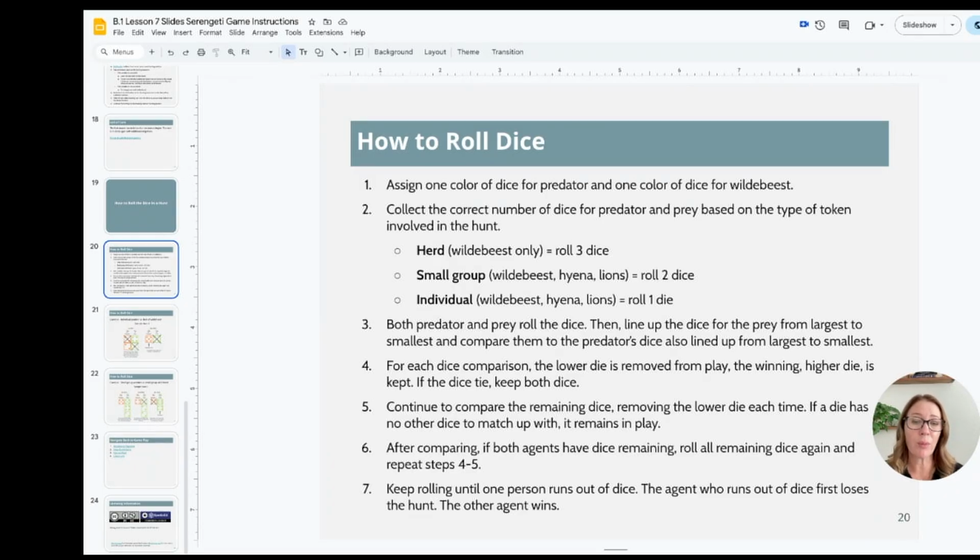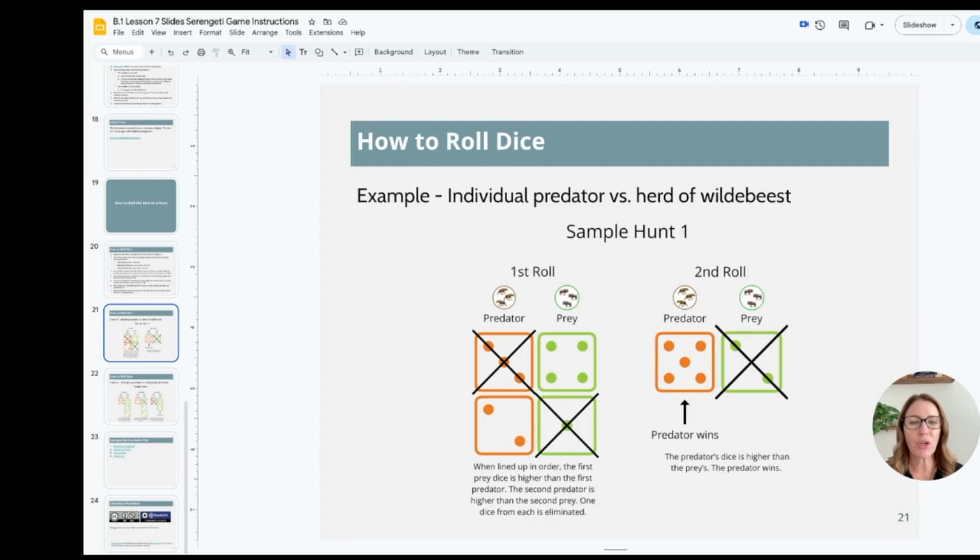But both predator and prey roll the dice and they line them up. And I'm going to show you that in a moment. They're going to compare them and the lower dice is removed. So let's just go ahead and look at this. So here you can see we've got the predator and prey. They both roll. They line them up from the lowest to the highest. So they compare the lowest ones together. This one wins, so it stays. This one loses because it's lower. It gets out of the next roll.